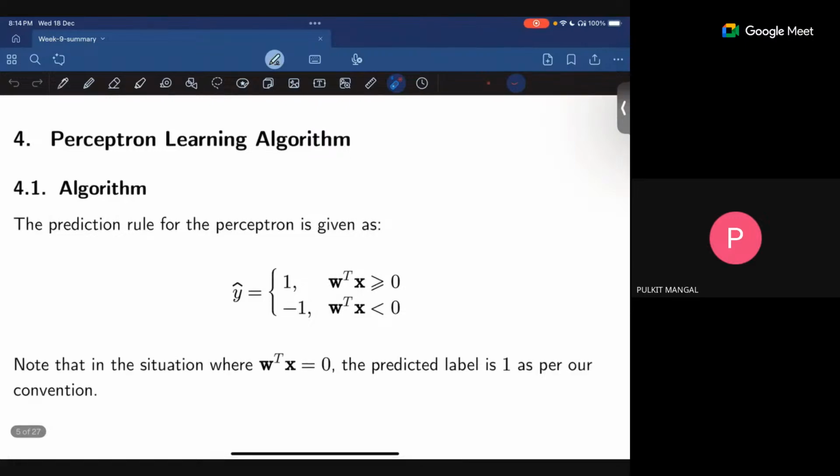Now we will go through the main algorithm, the Perceptron learning algorithm. The prediction rule is simple: if W transpose X is greater than or equal to 0, then the predicted label of the data point is 1. If it is less than 0, then the predicted label is -1. One small thing is the tiebreaker case, W transpose X equal to 0. By default, we take it to the positive class. If the question mentions that it can belong to the negative class, then take that. But if nothing is mentioned, by default just take it to the positive class.